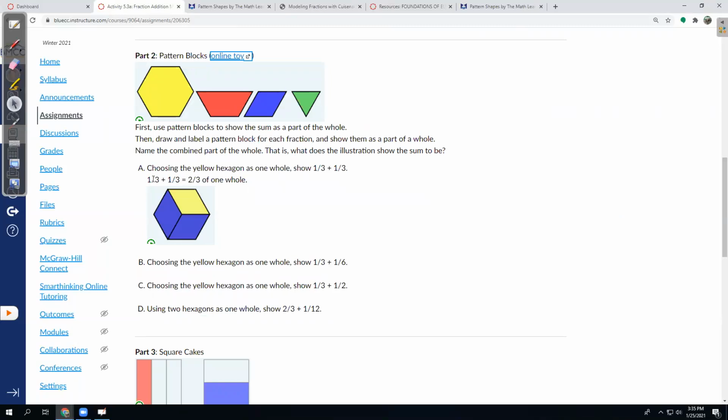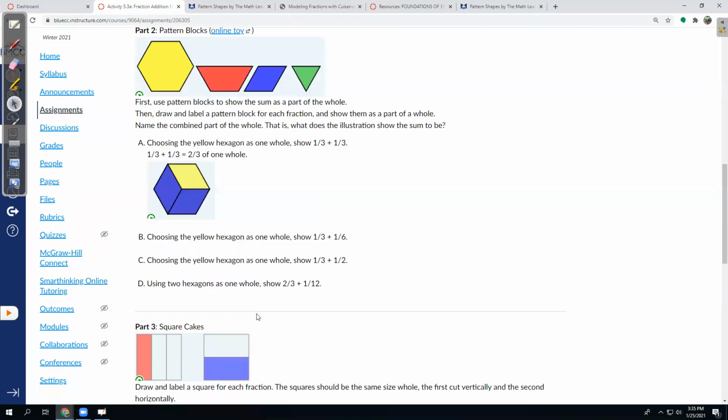And again, I show an example of 1/3 plus 1/3. Earlier I had 1/2 plus a sixth. Here I have 1/3 plus a sixth, 1/3 plus a half. And then part D, I get a little trickier. We're going to use 2 hexagons to make one whole. And so then everything changes once we change what a whole is. So part D is a little tricky.